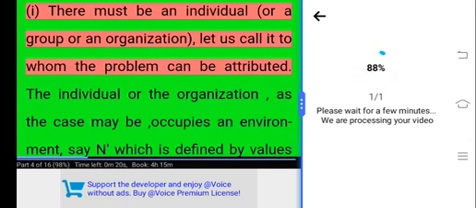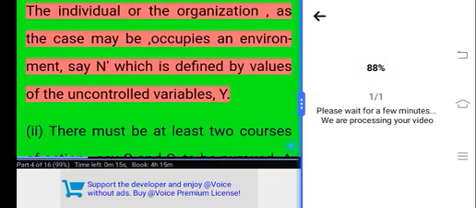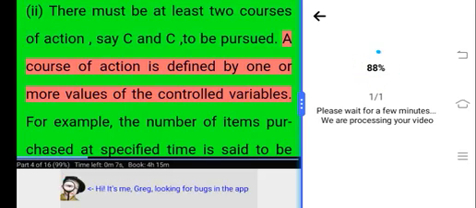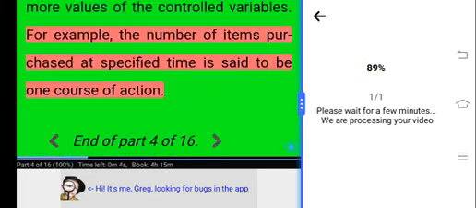I. There must be an individual or a group or an organization, let us call it I, to whom the problem can be attributed. The individual or the organization, as the case may be, occupies an environment, say N, which is defined by values of the uncontrolled variables, Y. II. There must be at least two courses of action, say C1 and C2, to be pursued. A course of action is defined by one or more values of the controlled variables. For example, the number of items purchased at a specified time is said to be one course of action.